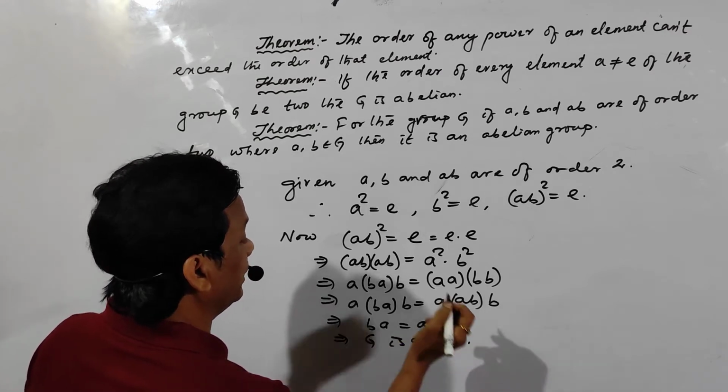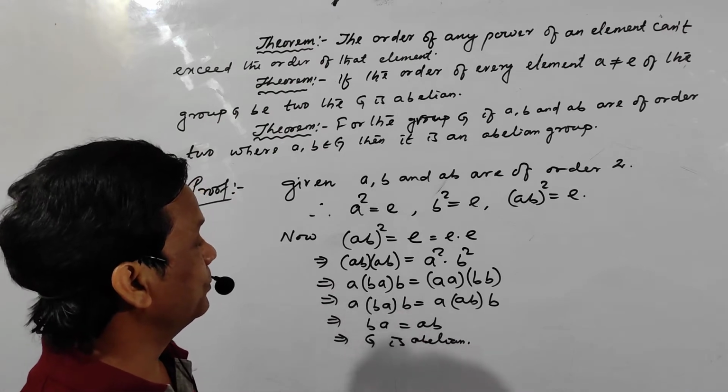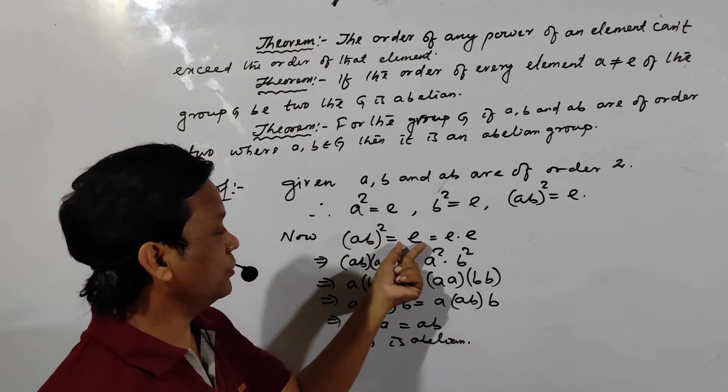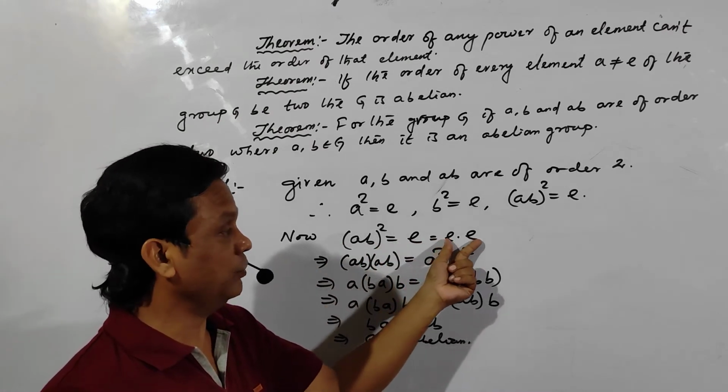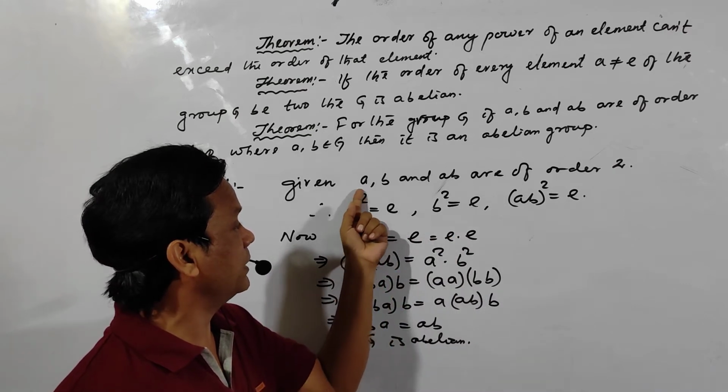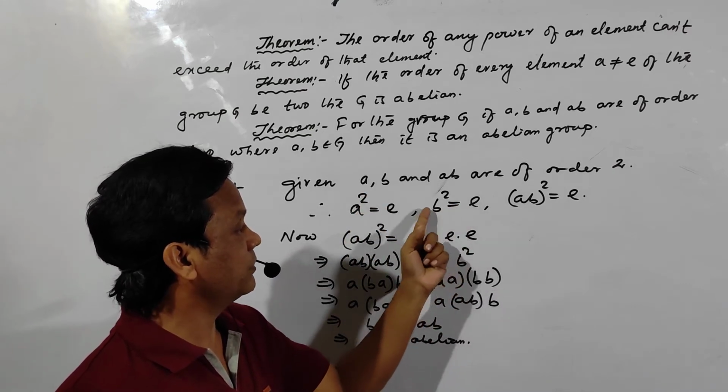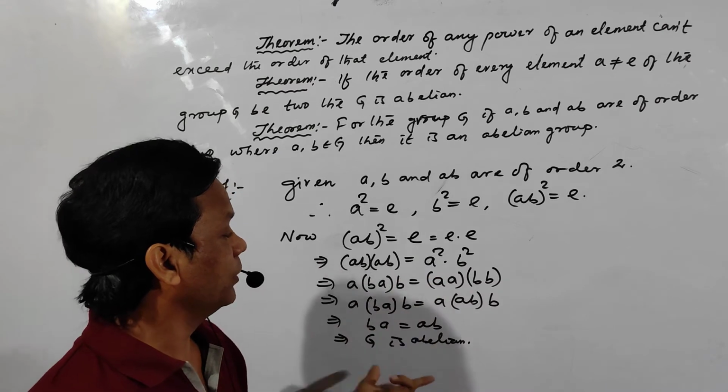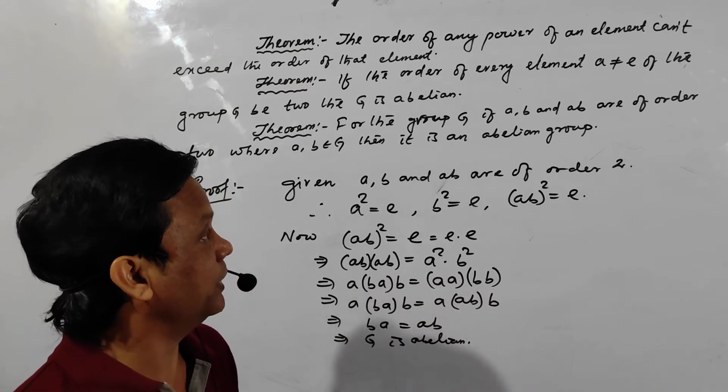Very interesting. Simply AB whole square is equal to E, and in place of E I can write E into E. In place of the first E I am writing A square, and in place of the second E I am writing B square. So hence we have proved that G is abelian.